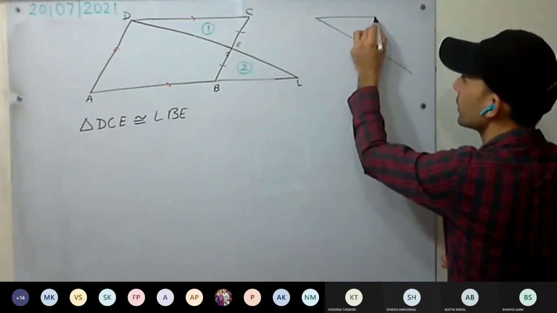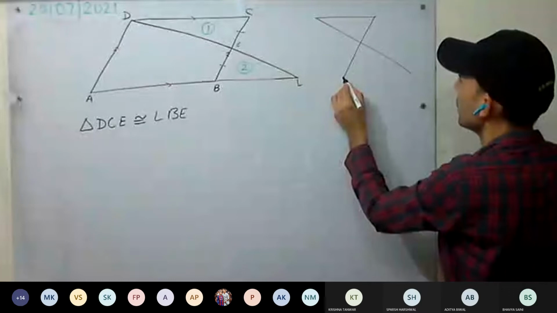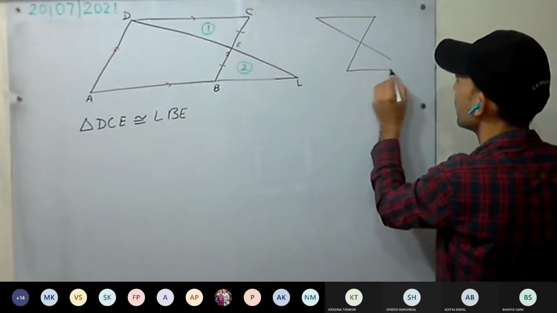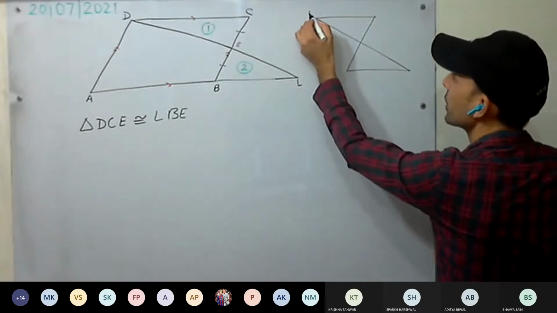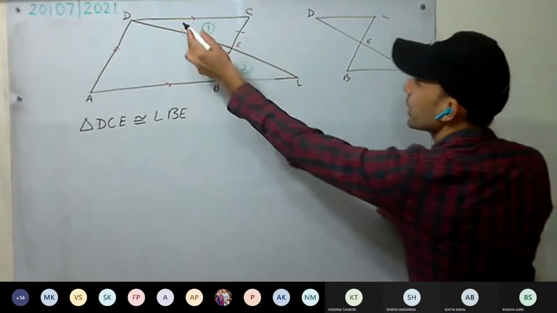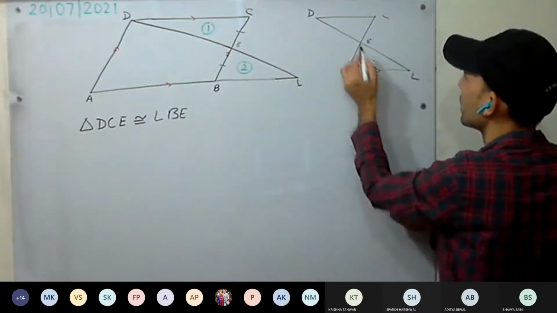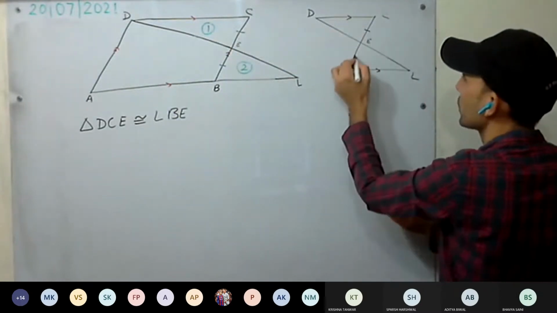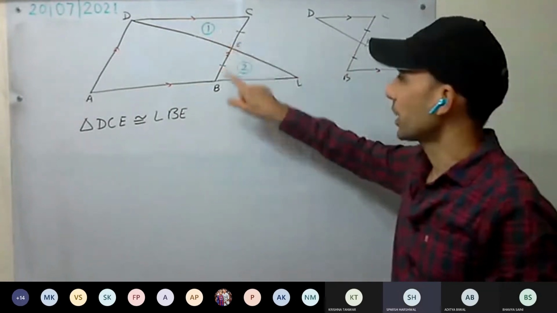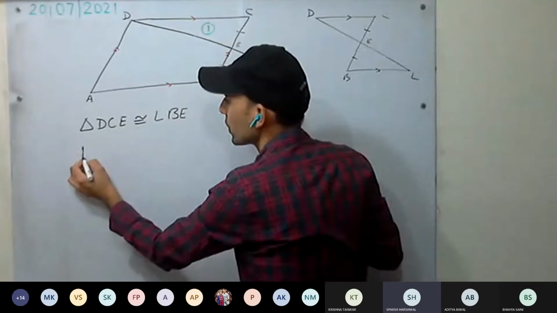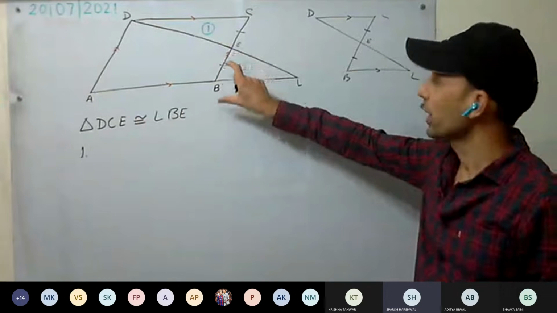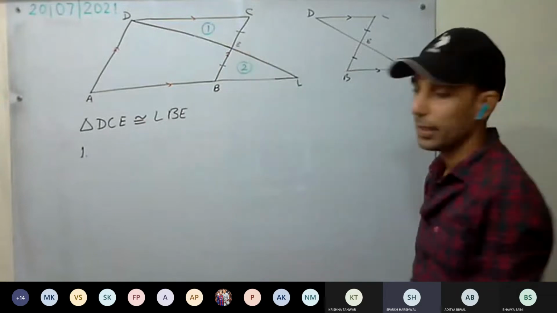These two are the triangles, D, C, E, B, L. These two are parallel, it means the whole line is parallel. And these two are equal, given. Now how to prove that these two triangles are congruent? So first we have to write BE equal to CE.